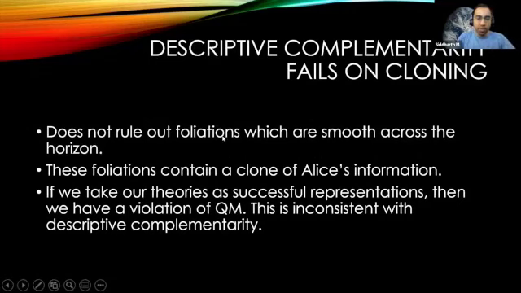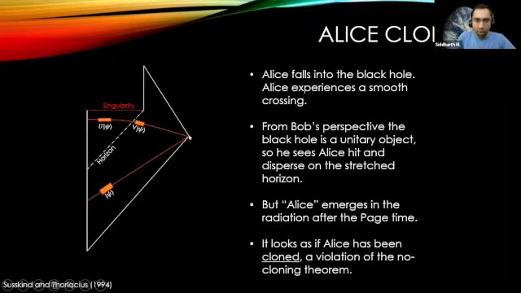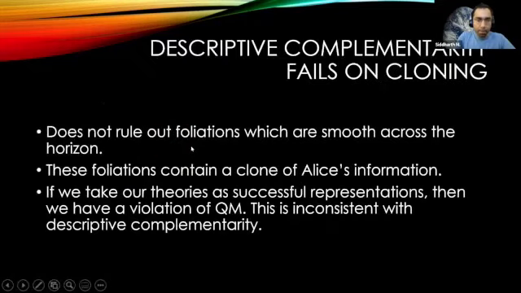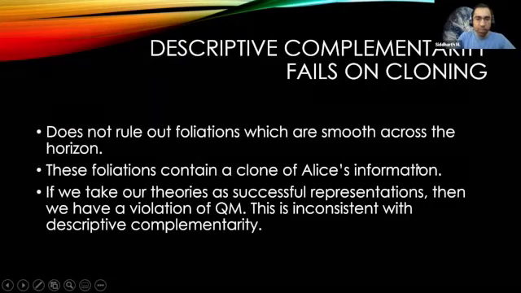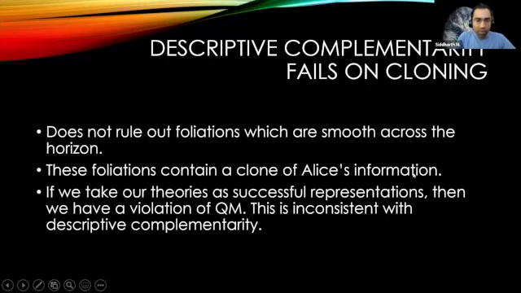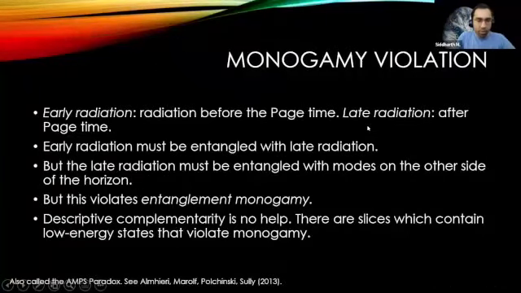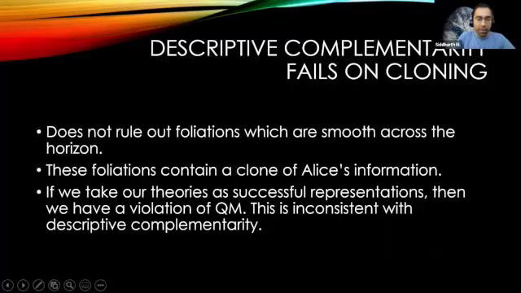So note that the descriptive principle of complementarity just fails here. The descriptive principle does not rule out the possibility that there are such foliations that are smooth across the horizon. And it just is the fact that these foliations contain a clone of Alice. And so if we take both the exterior description and the infalling description as successful representations of the way the world is, then we have a straightforward violation of quantum mechanics. And so this is inconsistent with descriptive complementarity.